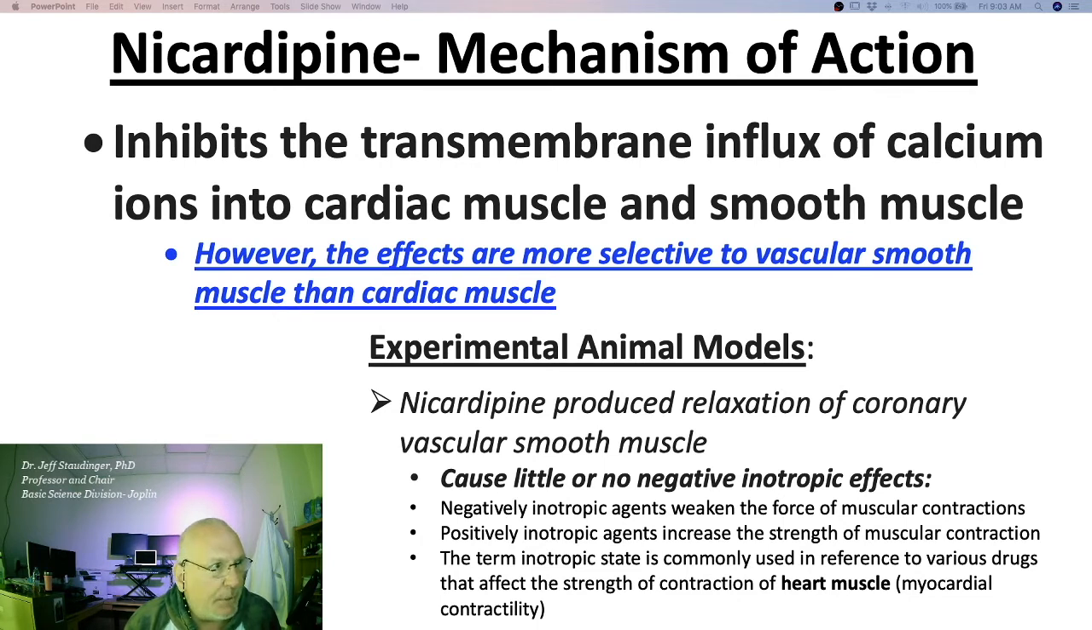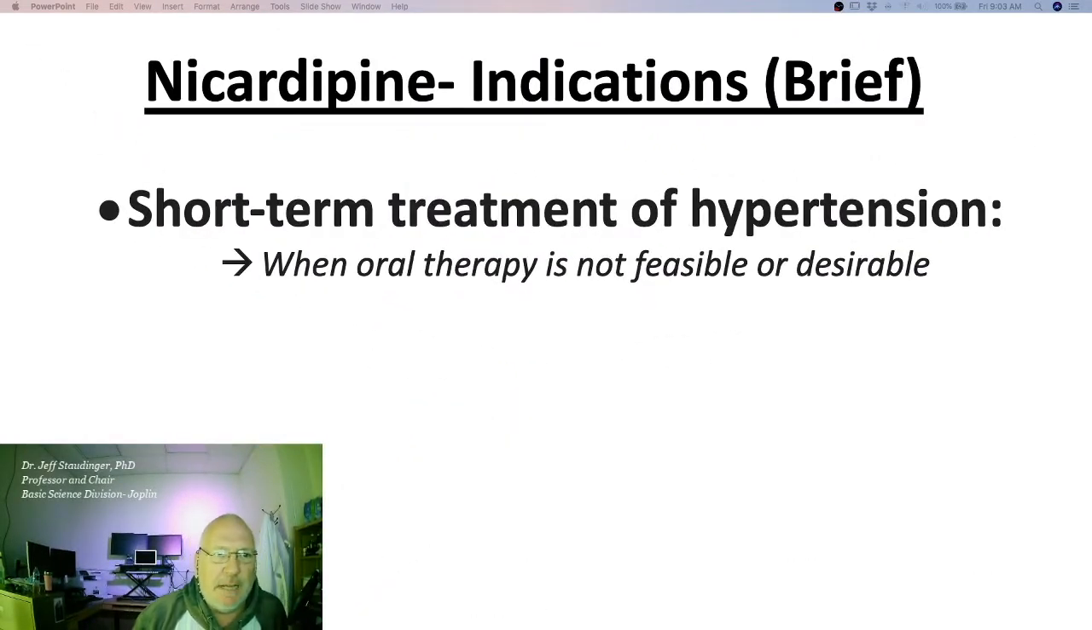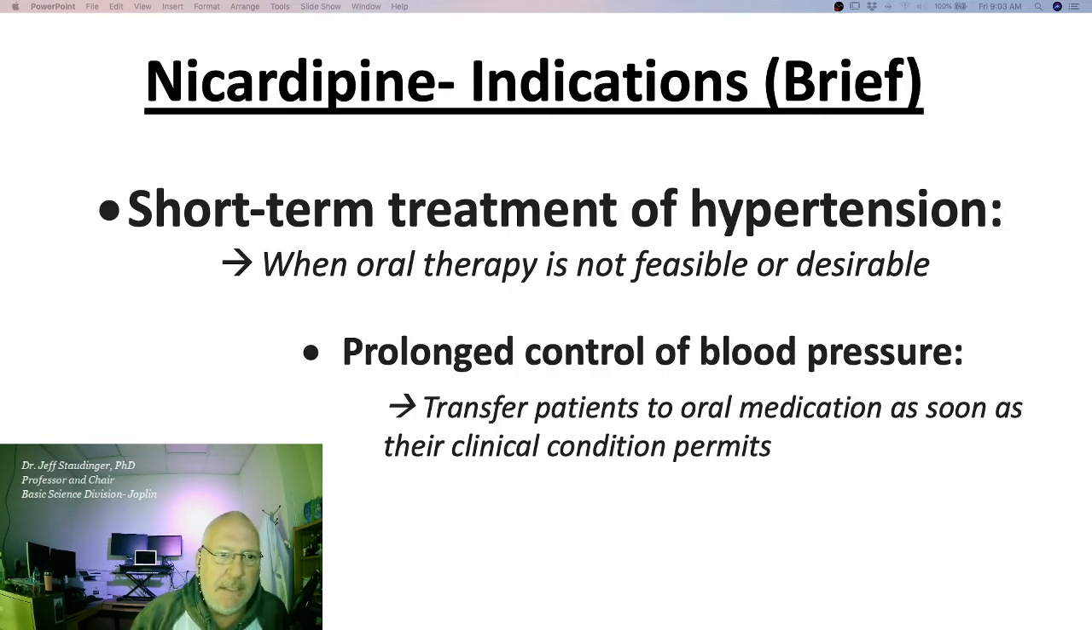muscle, myocardial contractility. This drug is used for short-term treatment of hypertension, especially when oral therapy is not feasible or desirable. Because this drug is meant to be temporary for prolonged control of blood pressure, you need to transfer your patients to oral medication as soon as their clinical condition allows.